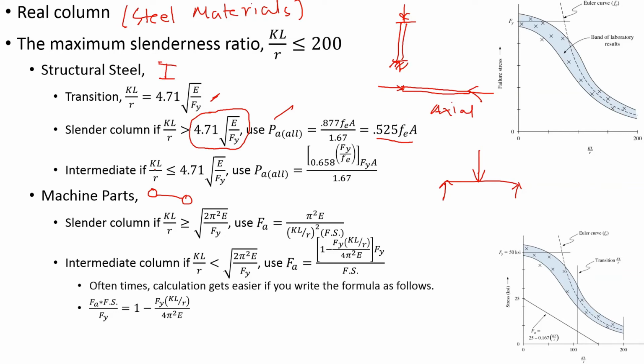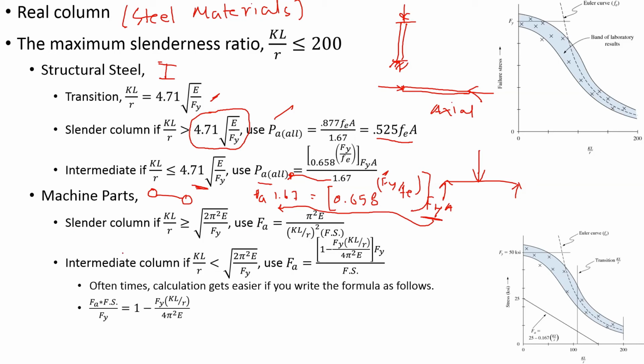Now for an intermediate column, if KL by r is less than or equal to this transition value, the critical allowable load is calculated by this formula. Oftentimes this is a complex formula. The way it is written, you can put the factor of safety on this side, then it becomes basically P_A times 1.67 is equal to this, Fy by Fe, and then Fy A. You could also bring this to this side depending on what is given, for simplification of calculation.